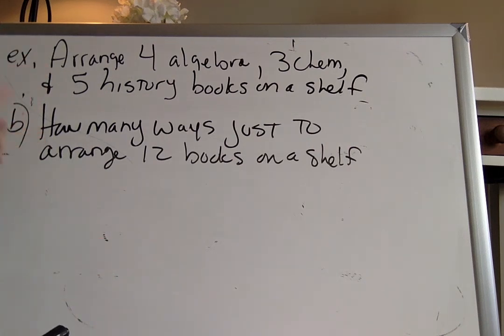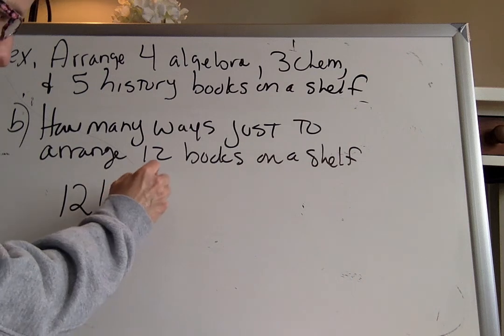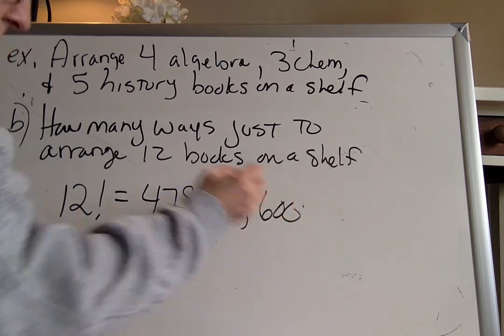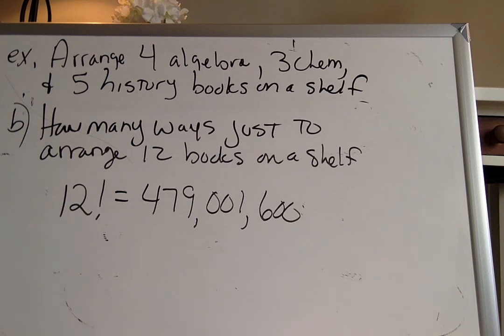I just want to know how many ways to arrange the 12 books on a bookshelf. I don't care about subject or anything. Well, there's your 12 factorial, right? Guess what that number is? This always fascinates me. I still have fun in math. 479 million ways. I'm sorry, I cannot wrap my mind around that.